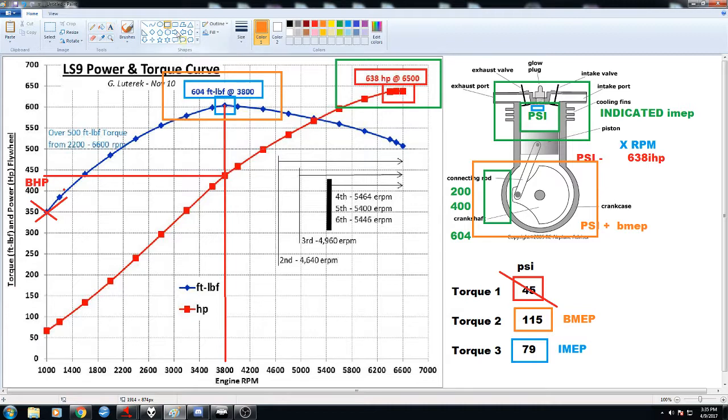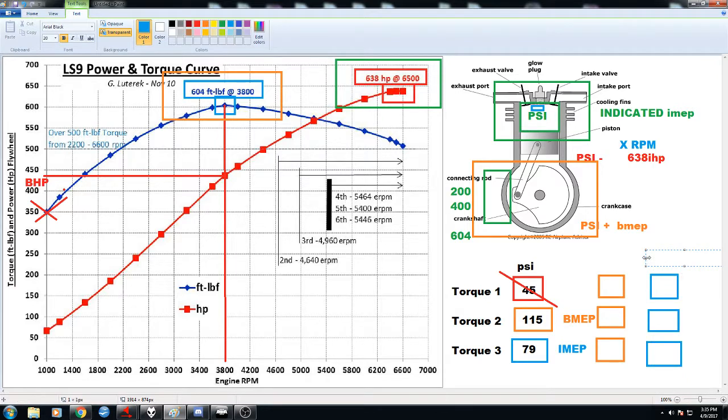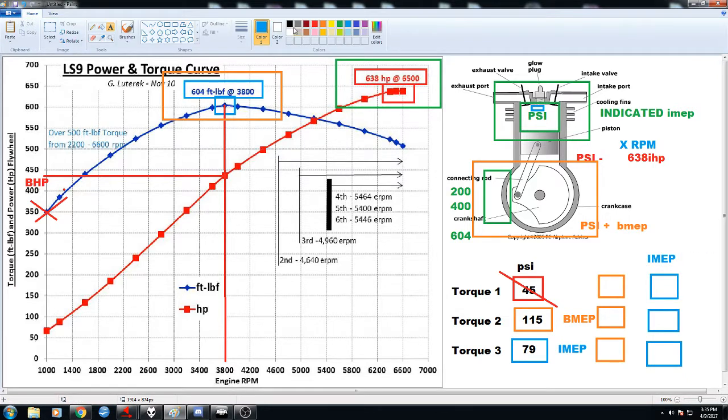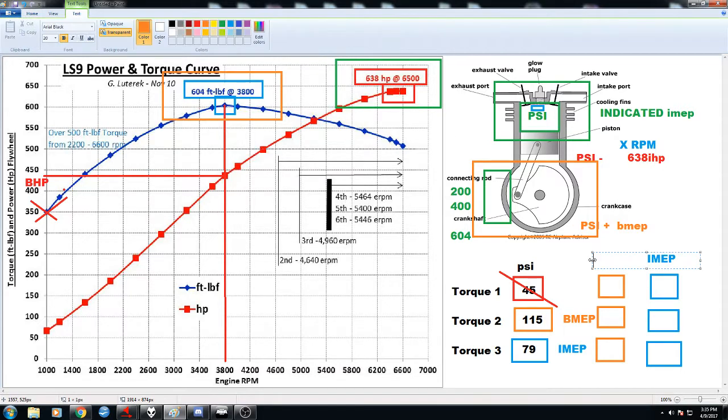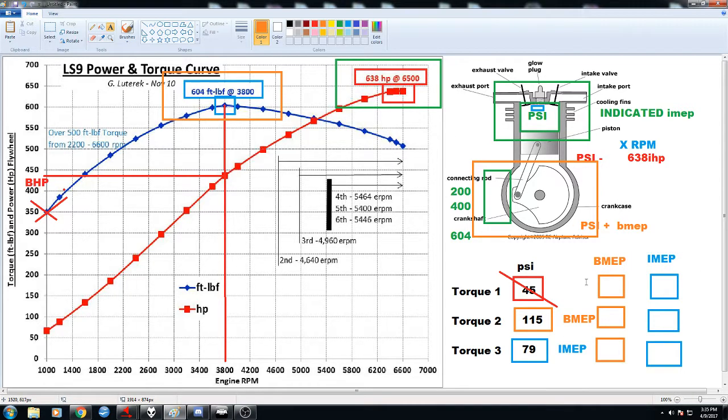I'm gonna start with brake values right here. Boom, boom, boom, and switch to indicated values here. Basically, these are going to be your IMEPs, and these are going to be your BMEPs. Let's just keep the 45 out of sight for now. We're not talking about torque 1, and I'll show you more about that one. We're just assuming that it's taken from this point right here.